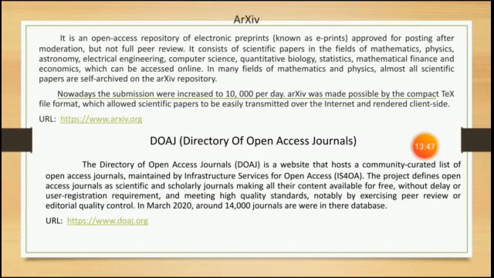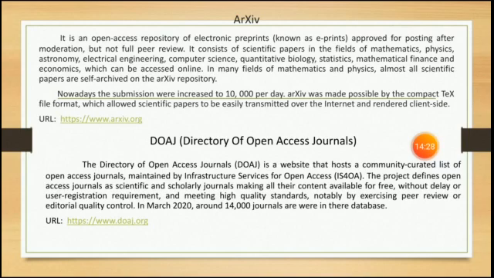Then we have arXiv. Other than Google Scholar, it is the best open access repository of electronic reprints, e-prints approved for posting after moderation only, but not full peer review. Remember this one. It consists of scientific papers in the field of mathematics, physics, astronomy, electrical engineering, computer science, quantitative biology, statistics, mathematical finance, and economics, which can be accessed online. In many fields, mathematics and physics, almost all scientific papers are self-archived on the arXiv repository.